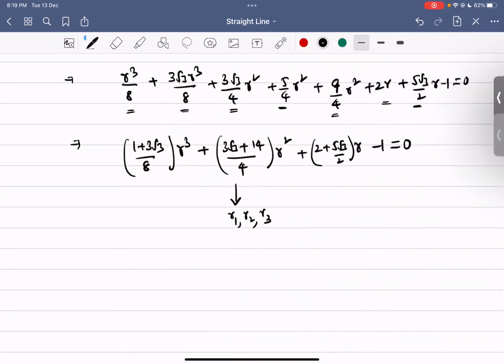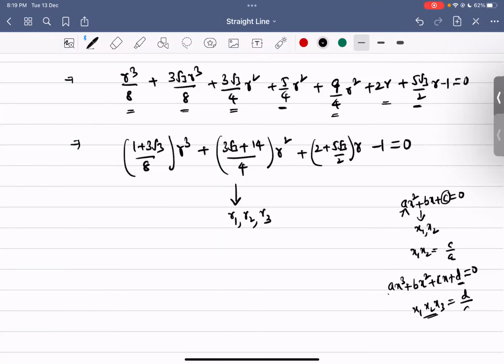Constant by leading coefficient. Like in a quadratic equation, ax square plus bx plus c equal to 0, it has maximum how many real roots? X1, X2. Therefore, X1, X2 product of the roots is constant by leading coefficient. That is c by a. So in a cubic also the same thing. In detail, you will learn in quadratic equations, but for the time being, this knowledge is enough. ax cube plus bx square plus cx plus d is equal to 0. For this one, x1, x2, x3 are the roots. Product of the roots is minus the constant, that is d, by the leading coefficient a.